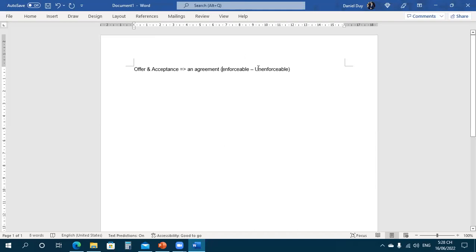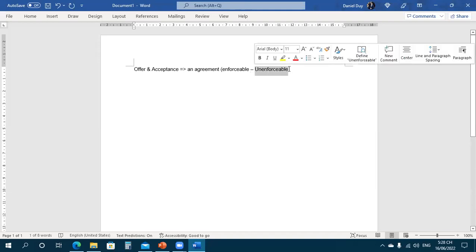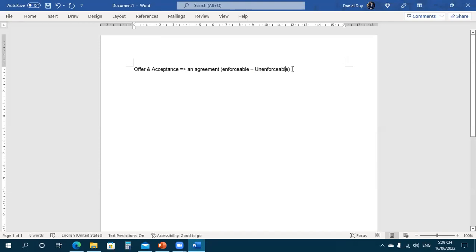And if the agreement is unenforceable, then when a party does not perform as it said, the court cannot force them to pay the damages or to perform the contract. That is unenforceable. And to make an agreement enforceable, then we need three other conditions. First is the consideration.